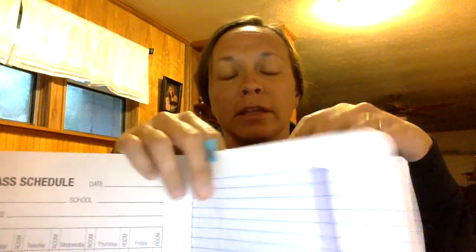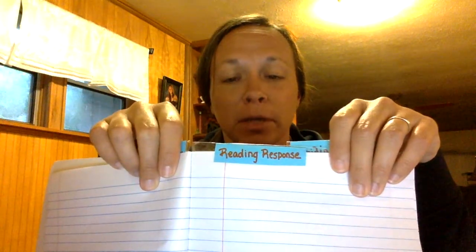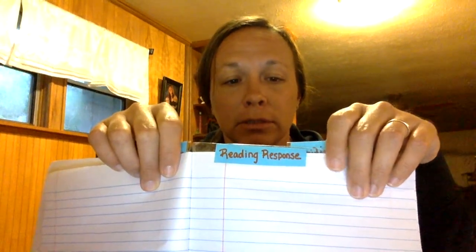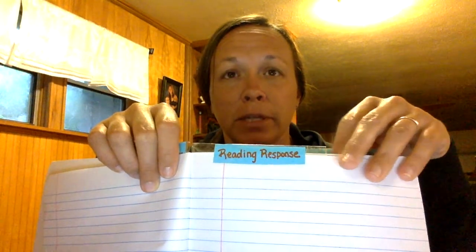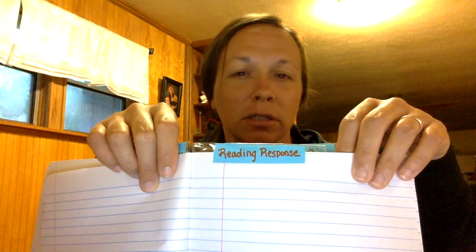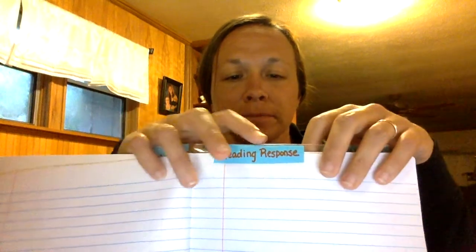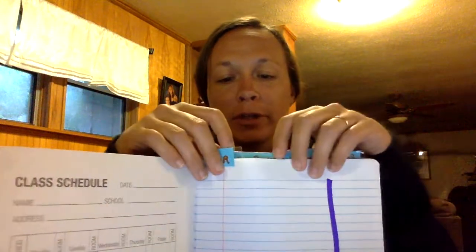The next tab is reading response. If you had Mr. McGee or Miss Vanderbutton, it's very similar to your reading log, but I call it a reading response. The third tab is your writing tab. And then you have notes. So this is how you section it off now that you've got your tabs written down. You kind of know what's going on.